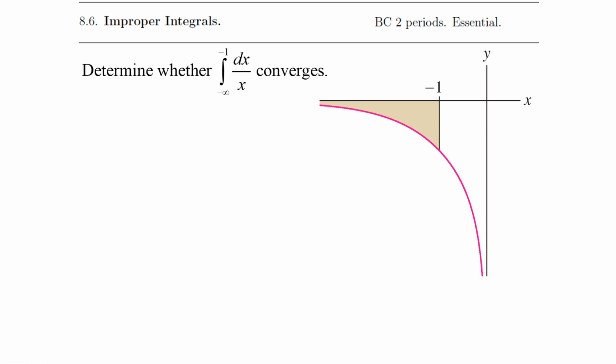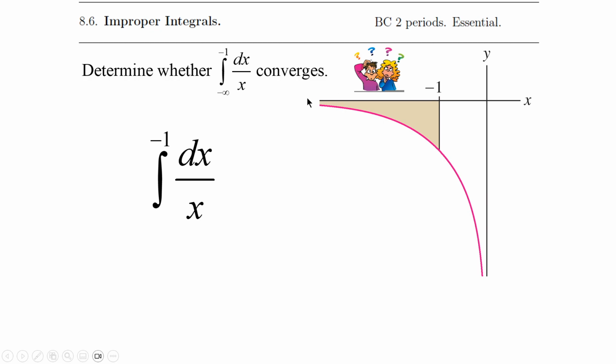it? Determine whether the improper integral from negative infinity to negative 1 of the differential of x over x converges. So let's do the same thing. We don't have any questions. We're in great shape. I'm going to make that negative infinity a bound of r, and then do the limit as that r approaches negative infinity.